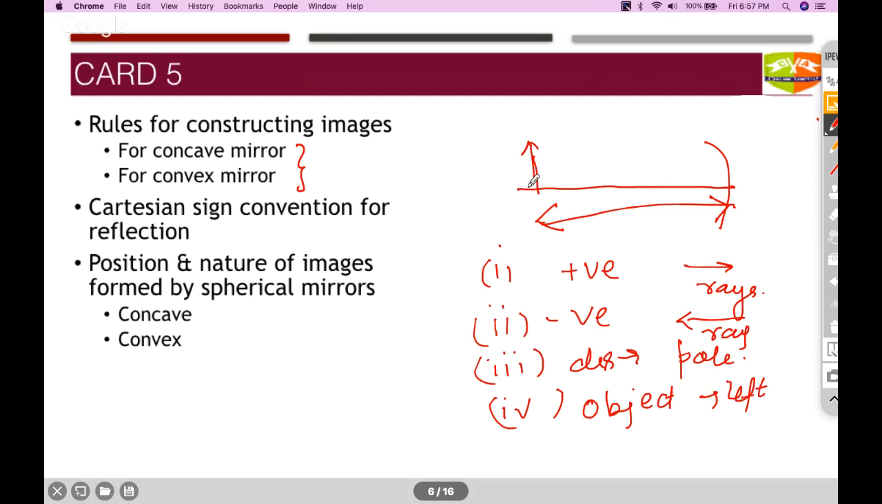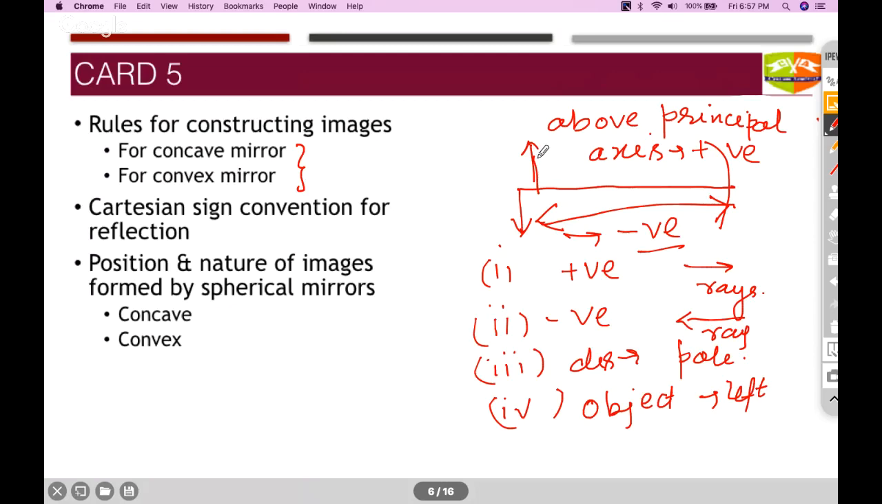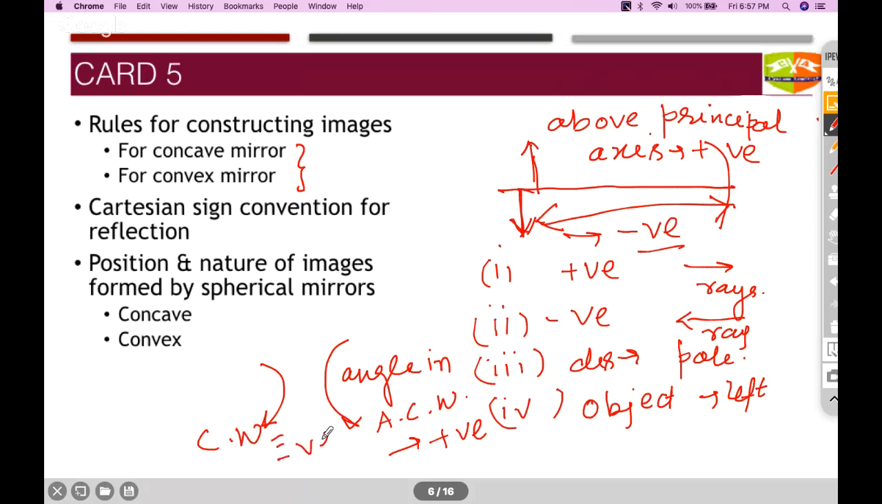Fifth point is anything above the principal axis. Above the principal axis, it would be considered positive. So you can understand that anything below the principal axis would be considered negative. Height above the principal axis is positive, height taken below the principal axis is negative. And all the angles measured in the anti-clockwise direction are positive. Any angle measured in the clockwise direction is supposed to be negative. So these are the important points from the point of view of the Cartesian sign convention of reflection.